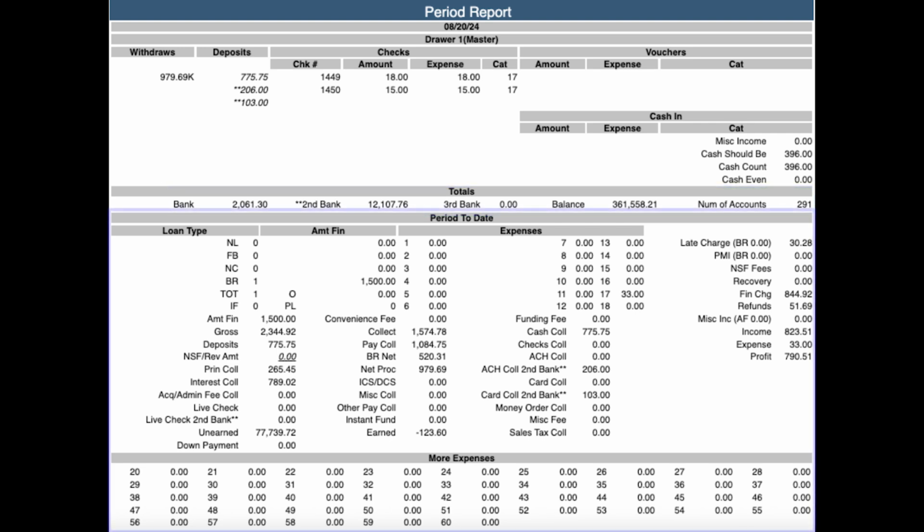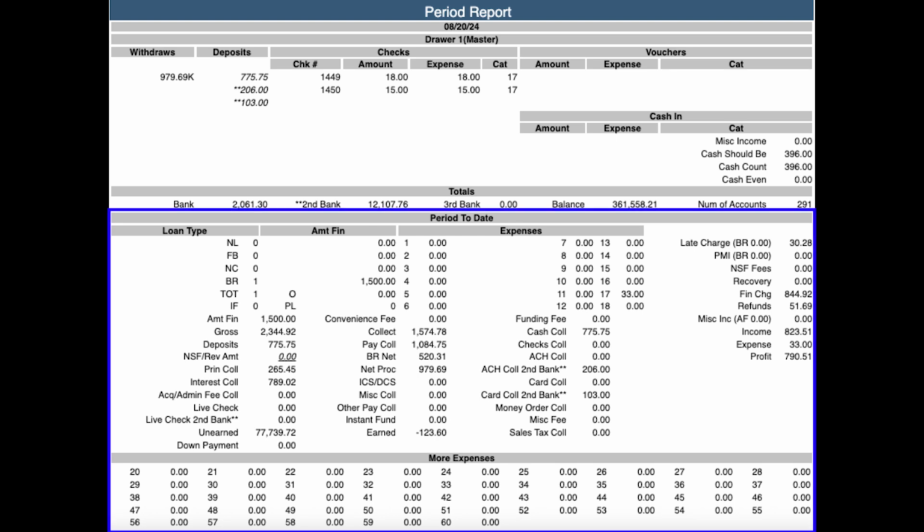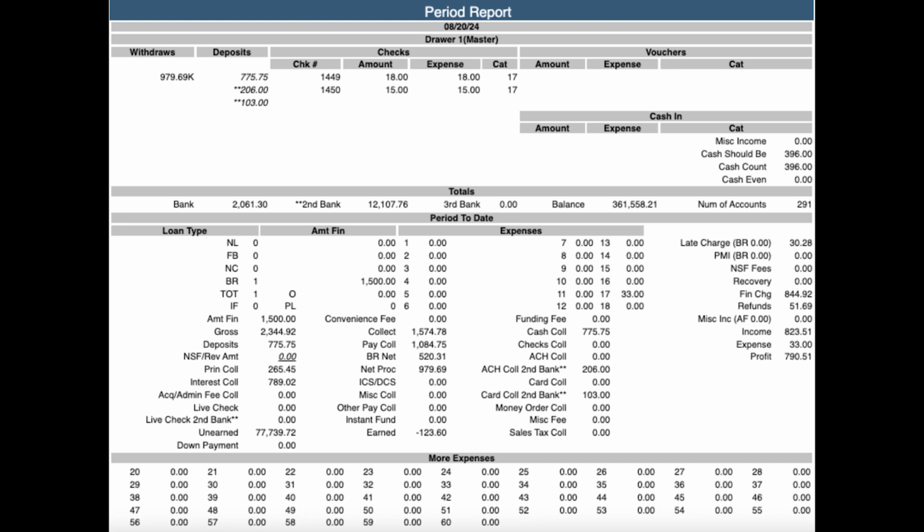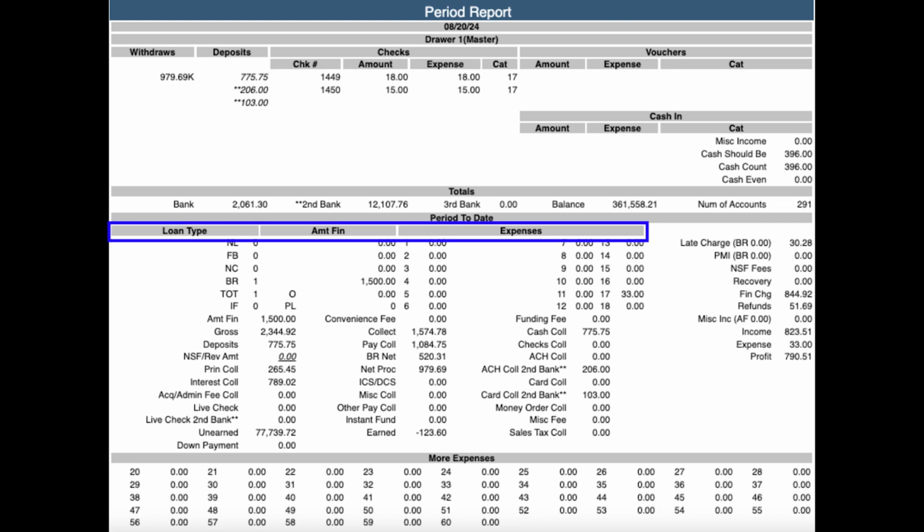Period to date. Each day when the business is closed, a snapshot of that day's accounting and loan transactions is captured by doing the close of day. The next day, the period report will start over and accounting entries and loan transactions will be added until that day's close. The period to date is all the transactions since the last close. Period to date contains the following sections: loan type, AMTFIN amount financed, expenses.